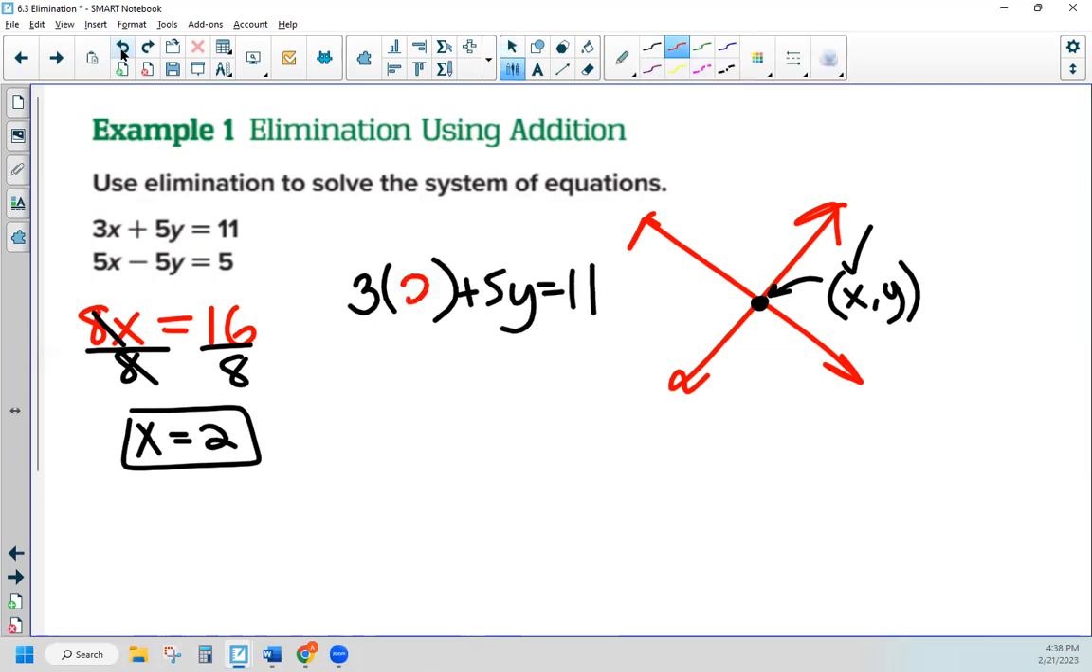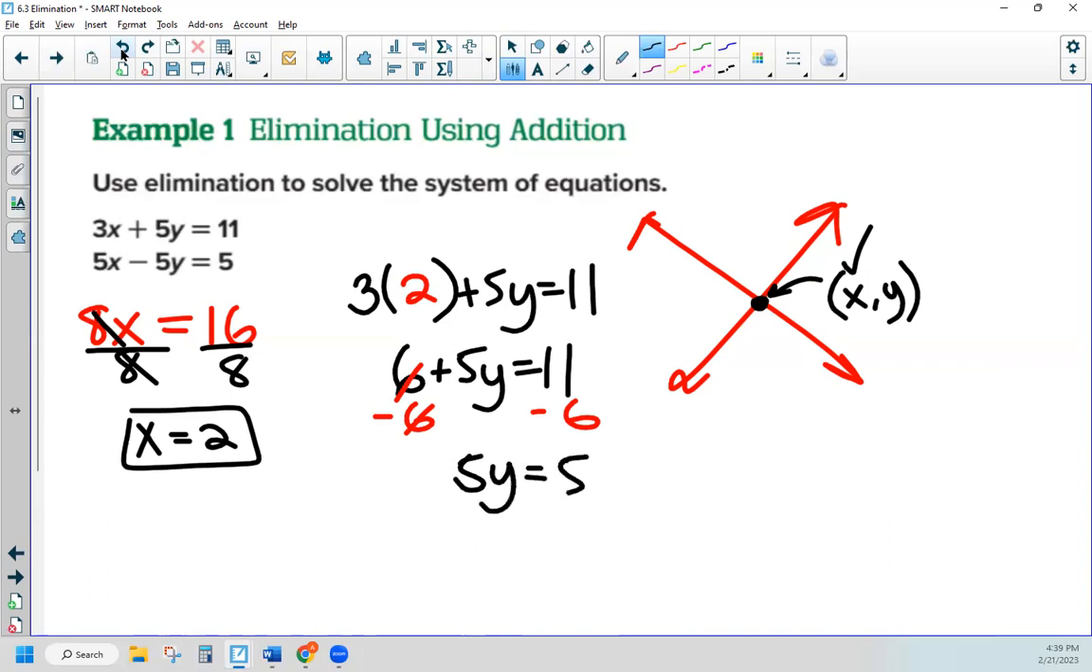And right now, my x is 2, because that's what I found. 3 times 2 will give me 6, plus 5y equals 11. I need to combine like terms, so I need to take this 6 to the other side with the other number that does not have a variable. This will give me 5y equals 5. And then I'll take 5 to the other side by division.